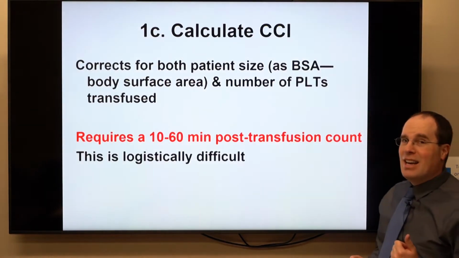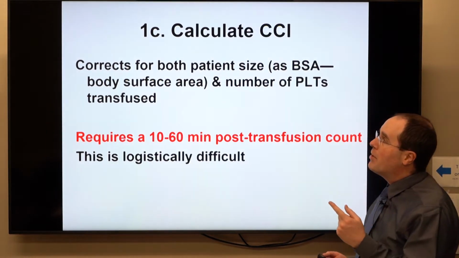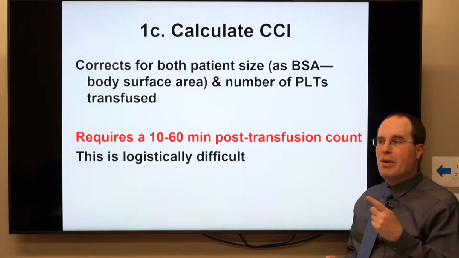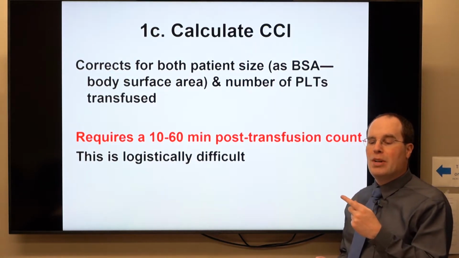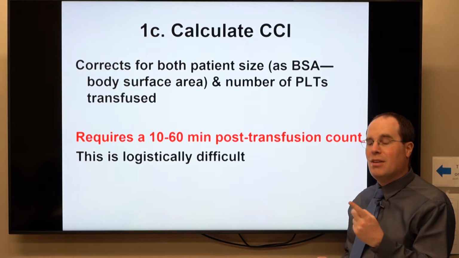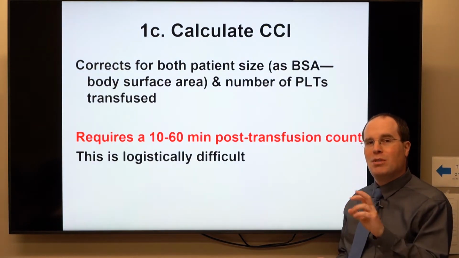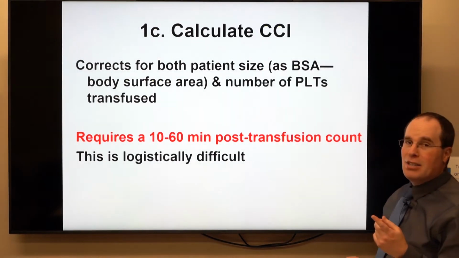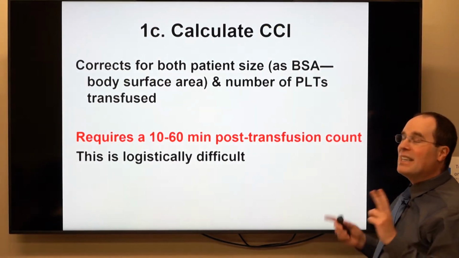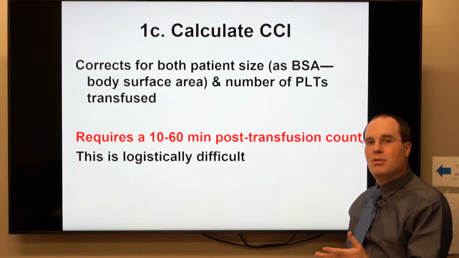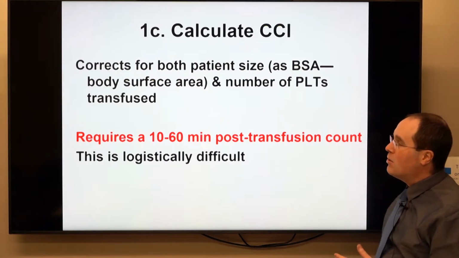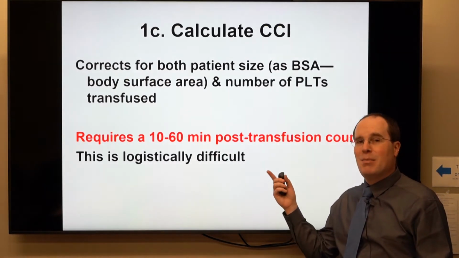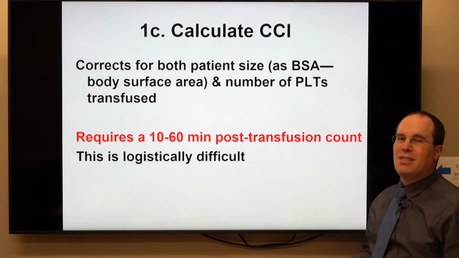So we're going to calculate the CCI. You probably know this by now, but very briefly, the whole point of the CCI is so that we can compare one patient to the next. We can normalize their size differences and the differences in the dose in each bag of platelets. So we're using the BSA as patient size, and we're using the platelet yield, or the number of platelets transfused, as the way to normalize the platelet dose. And most importantly, we generally require a 60-minute or less post-transfusion count, 60 minutes or less.